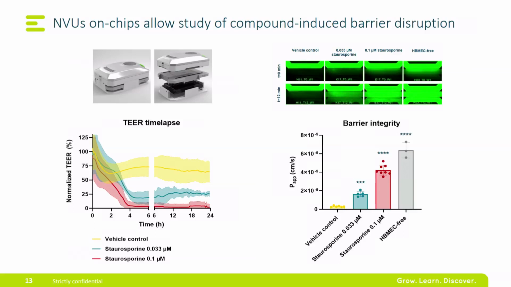I'd also like to point out that for the timelines, we directly compared the barrier integrity assay with our TEER measurements, and what we saw is that the TEER measurements were able to pick up those disruptions a little bit earlier than the barrier integrity assay does. So that's very nice to have that confirmation of the system.